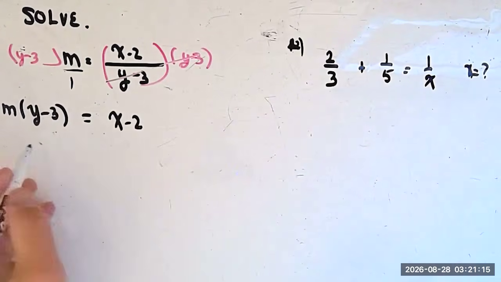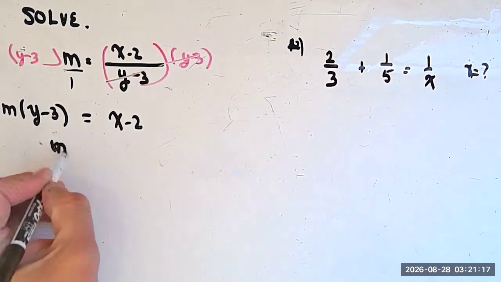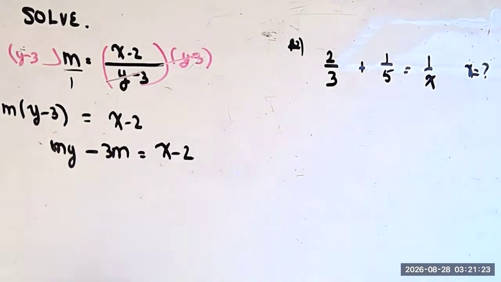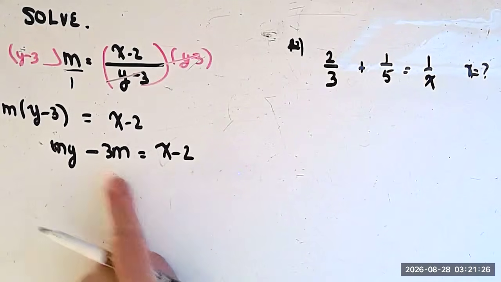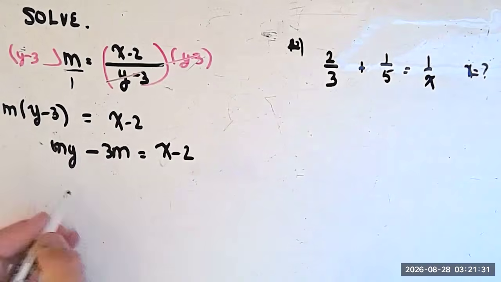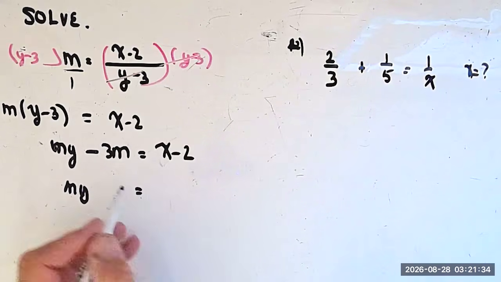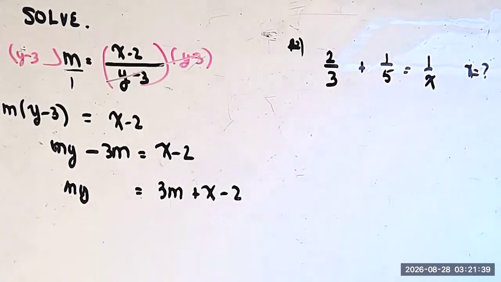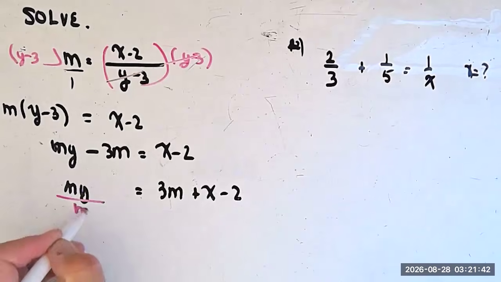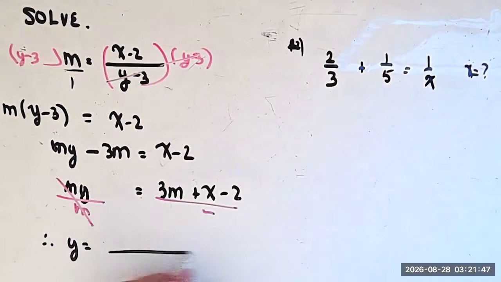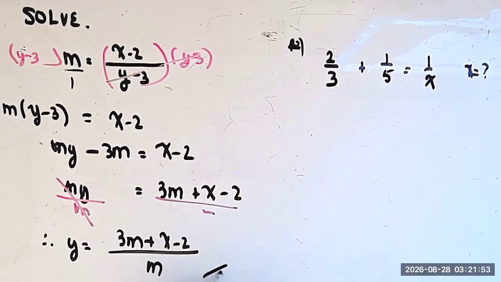Just move it here, so that will be m times y minus 3m equals x minus 2. Of course, we need to add 3m, so we can isolate the y, and then we divide by m. So I have my y equals 3m plus x minus 2. The only thing we need to do is to divide by m. So we just isolate the y. So therefore, y equals 3m plus x minus 2 over m, and we are done.